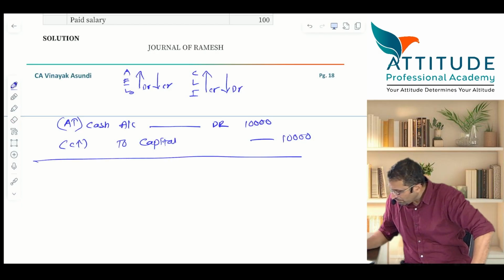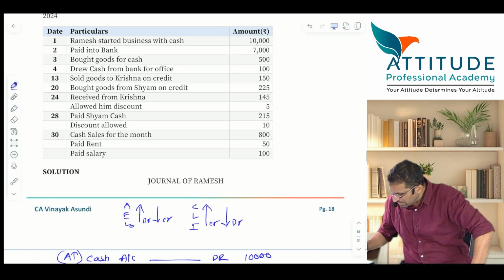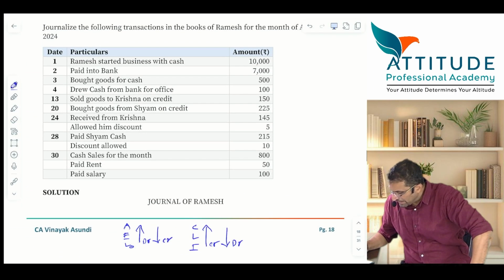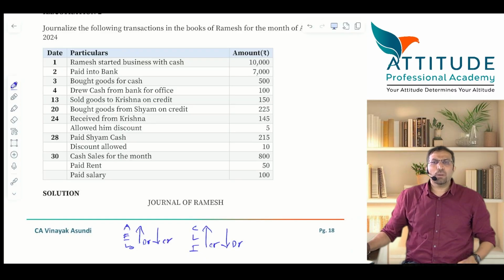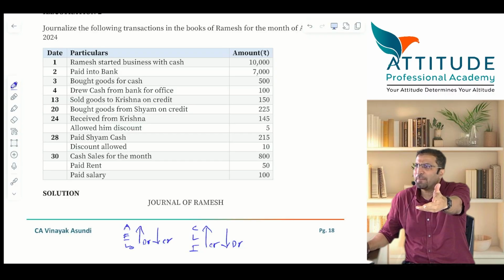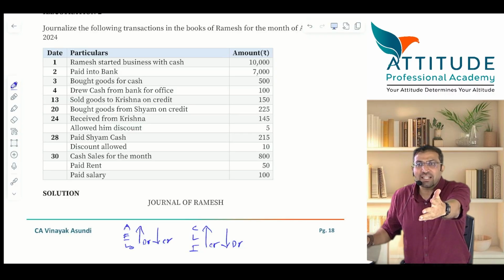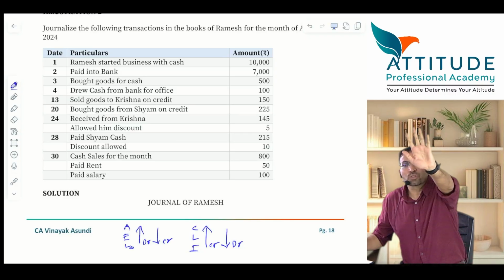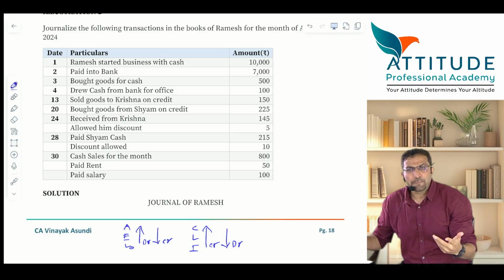Next. Second. Date 2nd April. Paid into bank. Now bank balance is also an asset here. You are giving the money to the bank. So bank becomes your debtor. Bank becomes your? Understood.